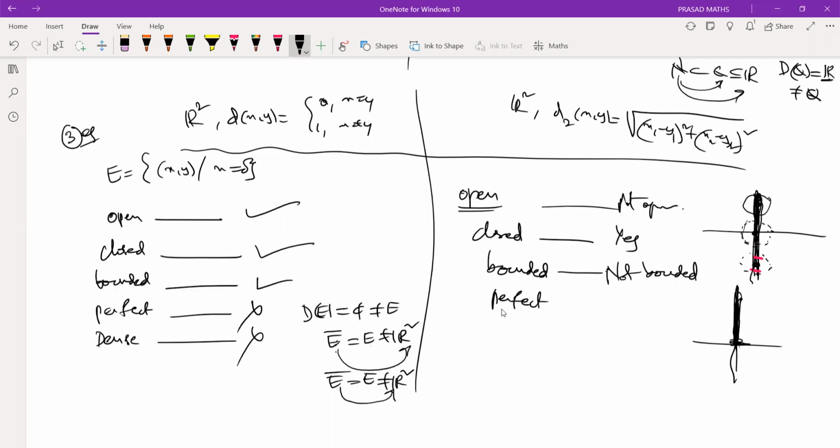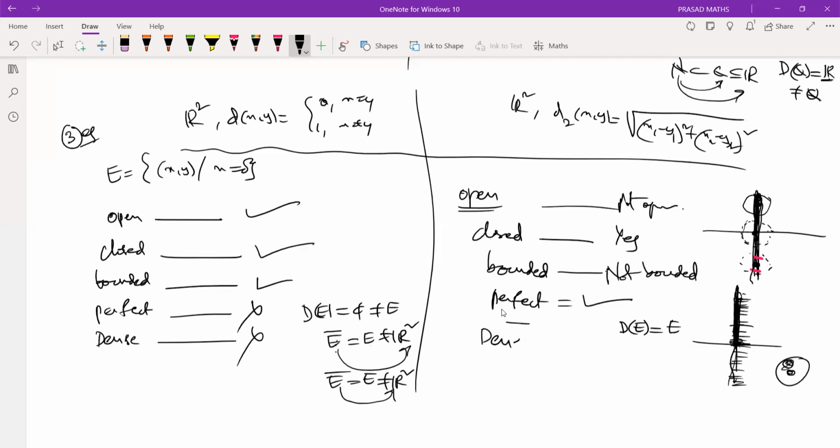Now, is it perfect? What is my derived set? My derived set is the set of all limit points of the set. Is a point outside the set a limit point? No. You take any neighborhood, it does not contain any point of the line. Therefore, none of the points outside are limit points. The only limit points are the points in the set itself. Therefore, the derived set is itself, so it is perfect.